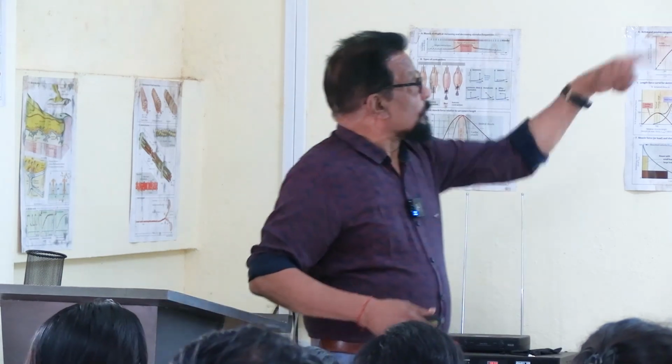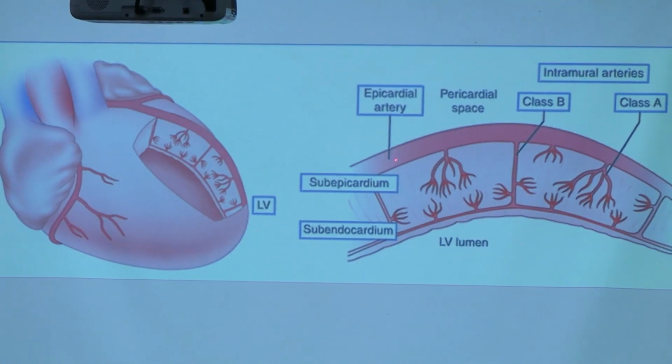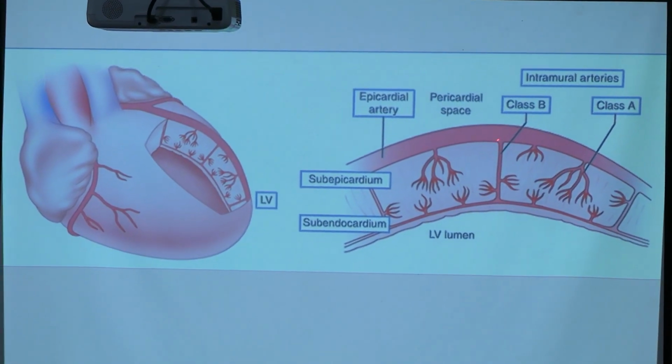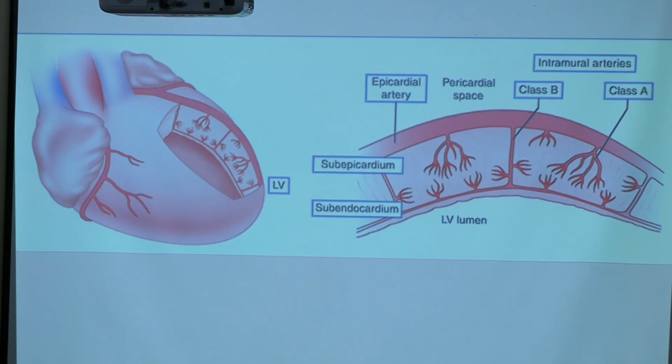See the wall. This is the main coronary artery. From it, branches are produced. These are the arterioles or smaller arteries. They penetrate into the myocardium. This is the subendocardial layer. In the subendocardial layer, some smaller arterioles combine.